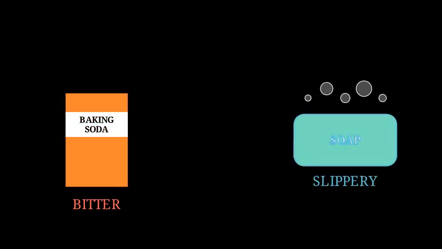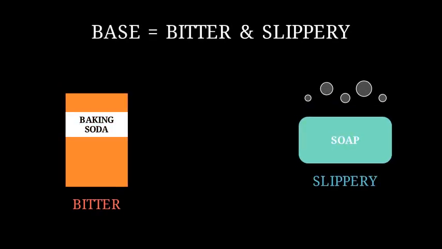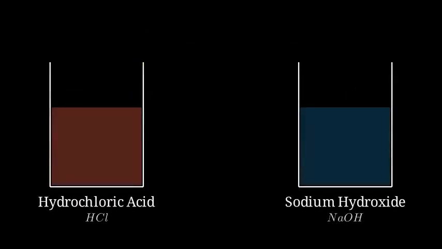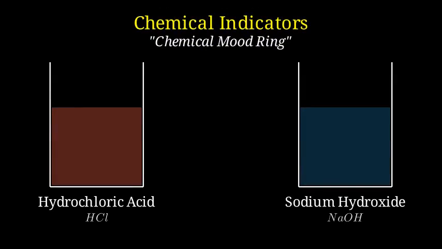On the flip side, think about the taste of baking soda or the feel of soapy water. It's bitter, and it has a distinct slipperiness. These are the hallmarks of a base, also known as an alkali. But we can't go around tasting everything in a chemistry lab. That would be a very short-lived career. So, we use indicators. Imagine a chemical mood ring.